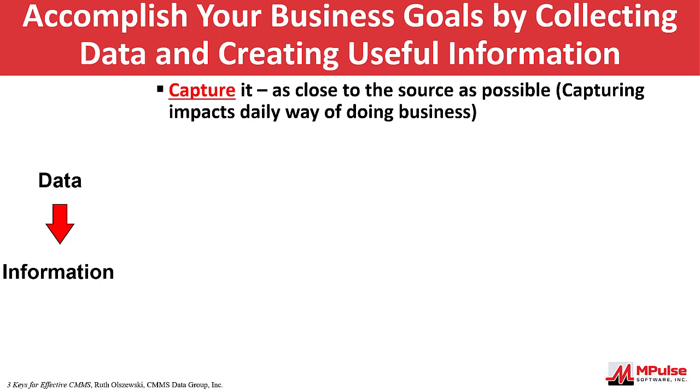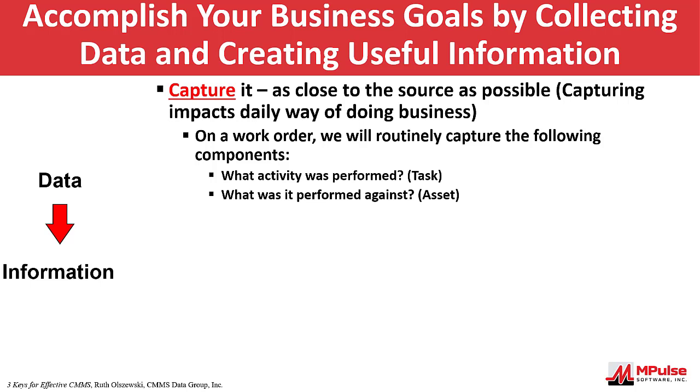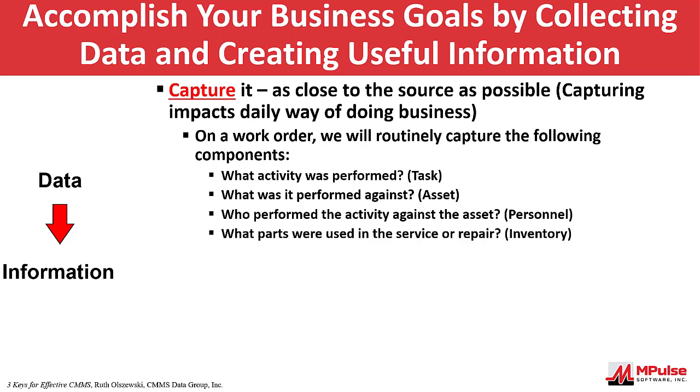Most of our data will be captured on work order records, but we also need to strategically capture data on the records that will be the components of the work orders. On a work order, we will routinely capture the following components: the maintenance task record, or the activity that is performed; the asset, or what the task will be performed against; the personnel, who will be performing the activity against the asset; and the inventory, what parts are used in the service or repair of our assets.